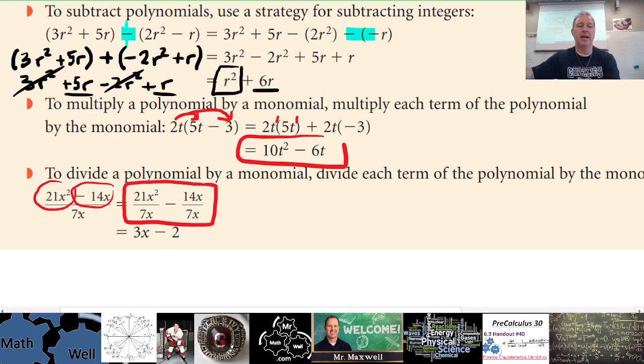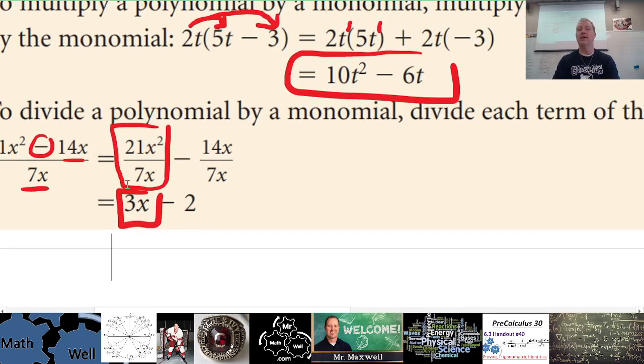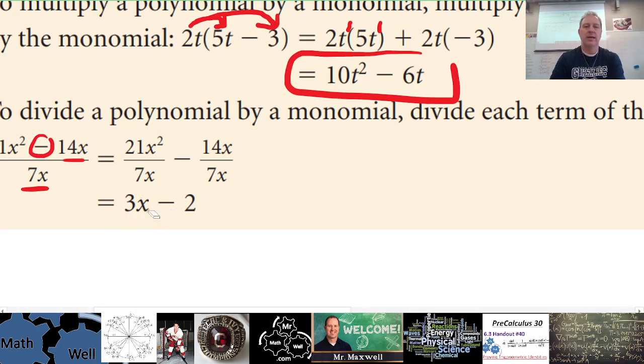Good idea to do that because you make fewer mistakes, I think. So 21x squared divided by 7x, and then you have minus 14x divided by 7x. And then you do each one of these individually, you break it into smaller problems. And when you do 21x squared divided by 7x, you do 21 divided by 7 is 3. x to the 2 divided by x to the 1 is x to the 2 minus 1. You subtract the exponents. And so that gives us x to the power of 1. And we don't write the 1 as an exponent either.